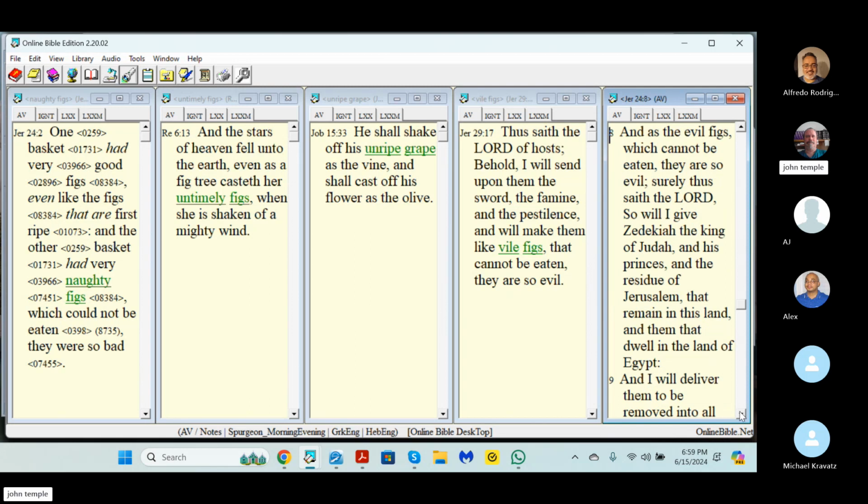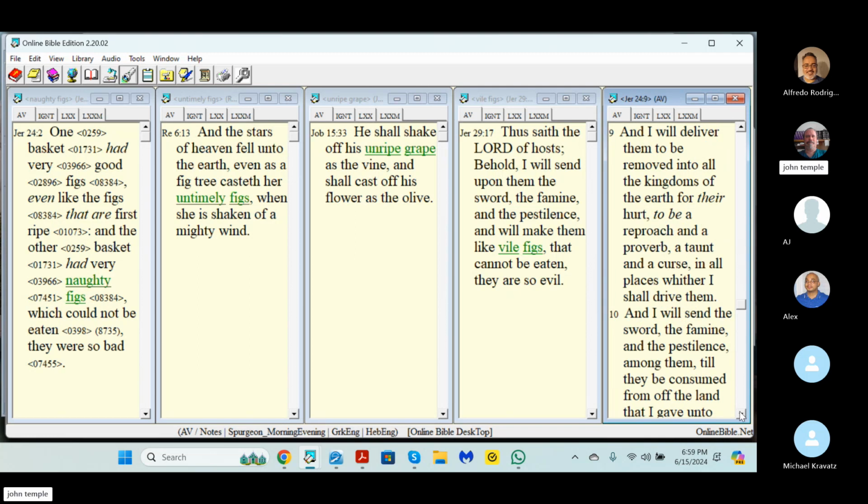He says, and as the evil figs which cannot be eaten, they are so evil. Surely, thus saith the Lord, so will I give Zedekiah, the king of Judah, and his princes, and the residue of Jerusalem that remain in this land, and them that dwell in the land of Egypt. So if you stay in the land, you're going to get beat up when they come in 586, and he destroys the land. And he says, I will deliver them to be removed unto all the kingdoms of the earth for their hurt, to be a reproach and a proverb, a taunt and a curse in all places whither I shall drive them. So, if you stay in the land, you're a naughty fig.